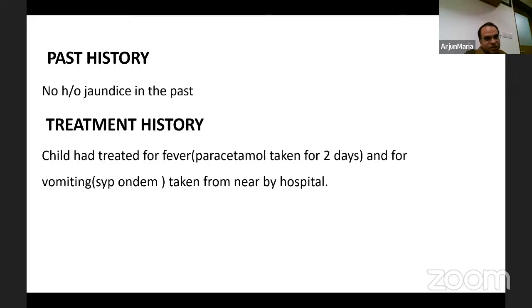Suppose the mother says that 1 year back also he had jaundice, which lasted for 2 to 3 months and then subsided on its own. And now again he has developed jaundice associated with fever, anorexia, and vomiting. Then what would you think of?